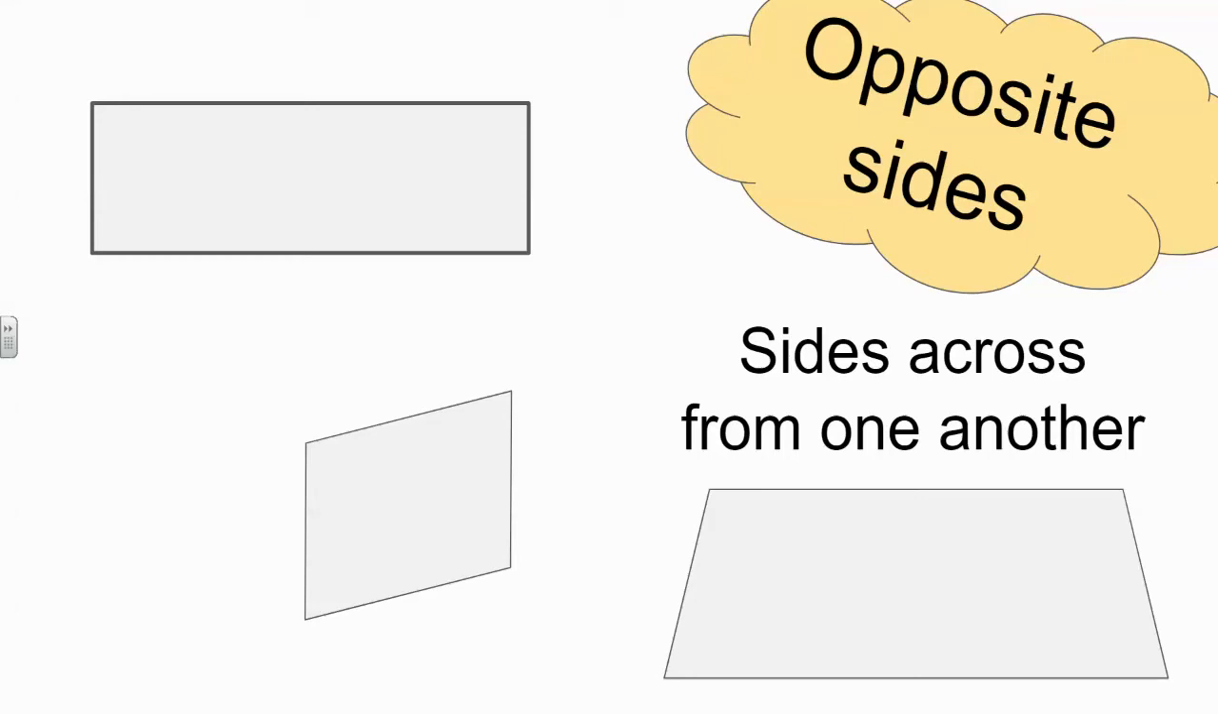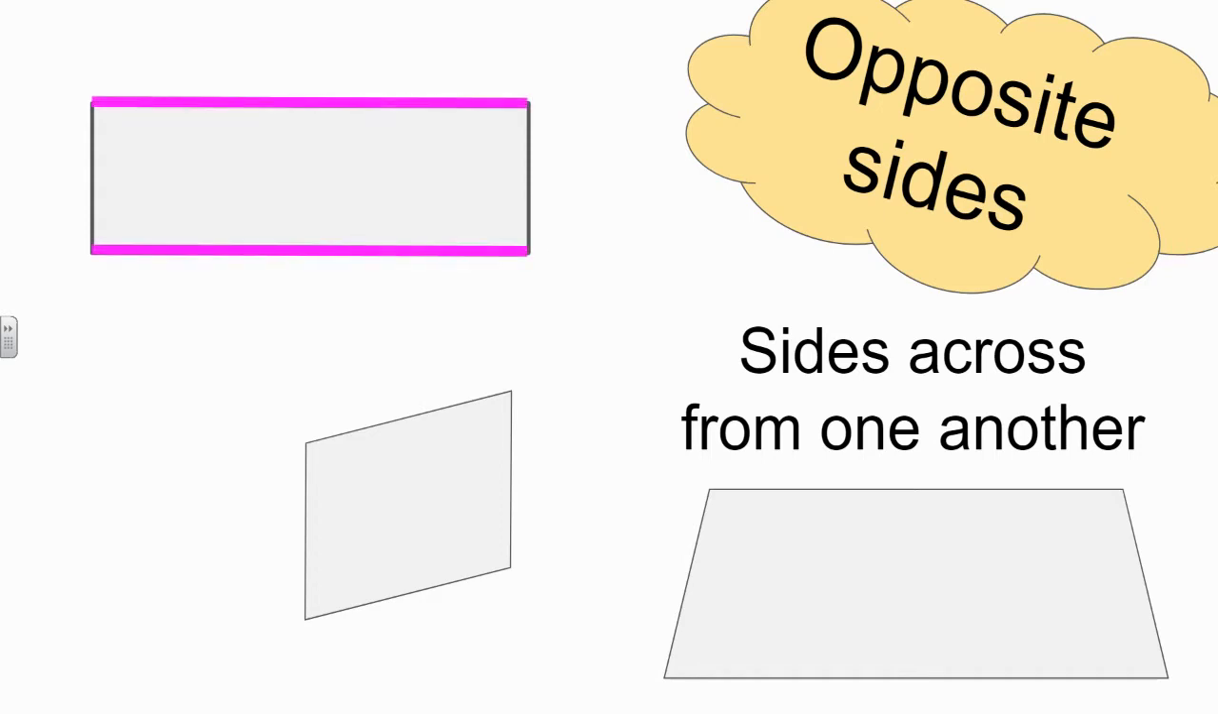So yesterday you focused on learning a lot of important vocabulary that we're going to need as we move forward with quadrilaterals. And one of the pieces of vocabulary that you learned yesterday was the idea of opposite sides. These are sides that are across from one another. And so you can see, because we're working with quadrilaterals, polygons with four sides, you're going to end up having two pairs of opposite sides for each quadrilateral.